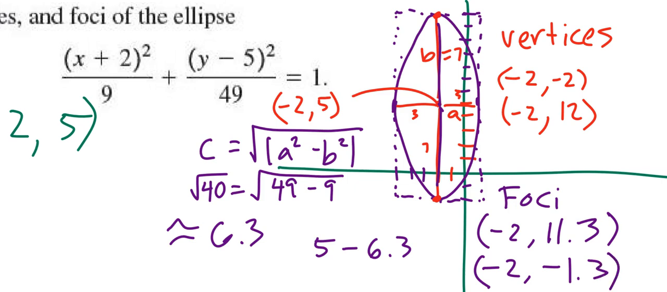You must be able to find the value of C and use it along the major axis to find the foci. Yes. Well, we were at the center and we went up 6.3. That would have been 5 plus 6.3. That's how we got that one.